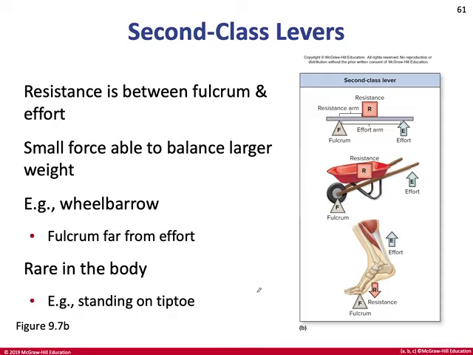It doesn't much happen in the body. An example here might be standing on the tips of your toes. The effort is applied here. The resistance is the weight of your body down, and the fulcrum is going to be the point of angular movement between the metatarsal and the tarsal.